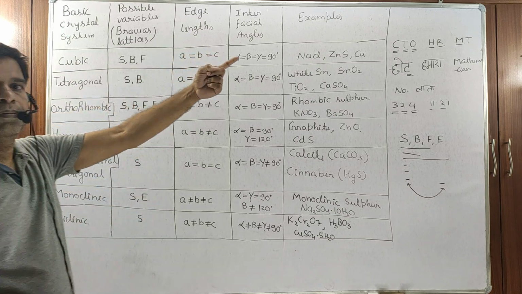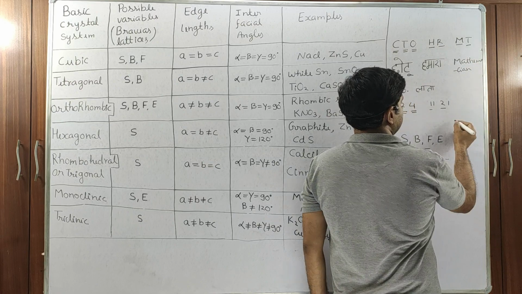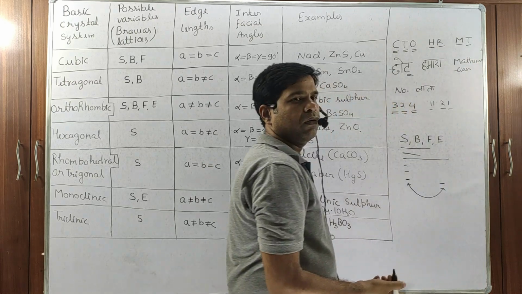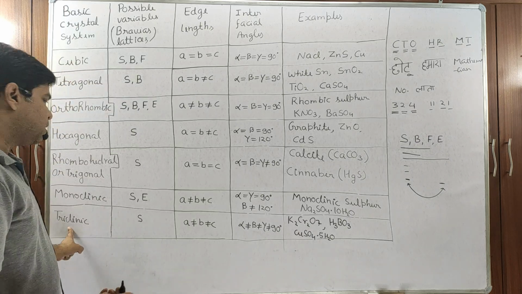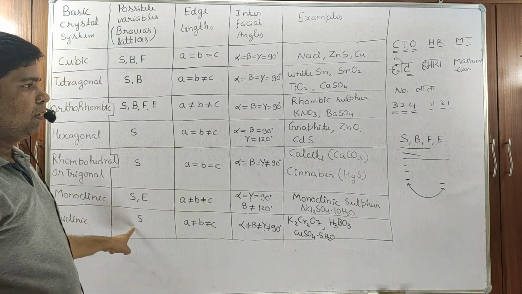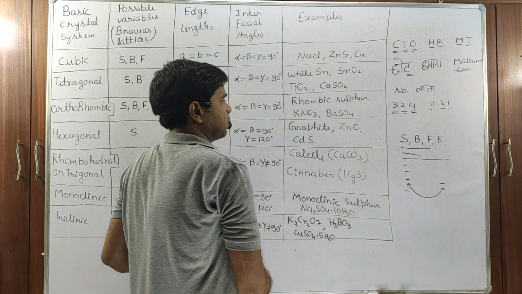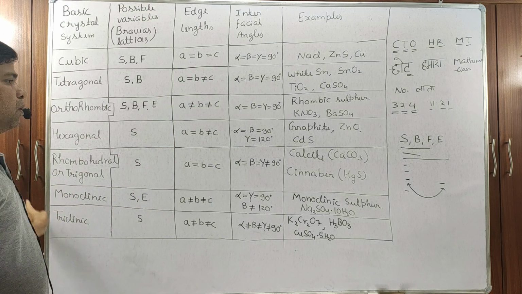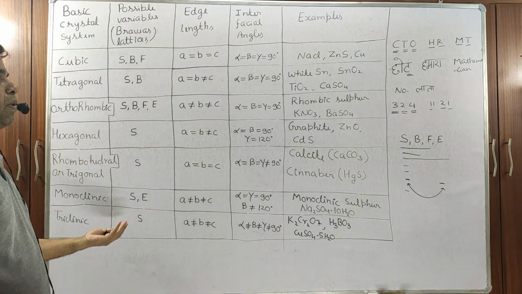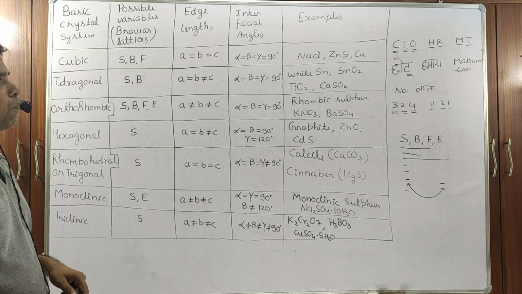Now the last one, T. Corresponding to the T, the number is 1. T stands for the triclinic, and in the triclinic we have only the first one. So it is a very easy way to remember the first 2 columns, and if you remember the first 2 columns, almost more than 50% of the work is over.